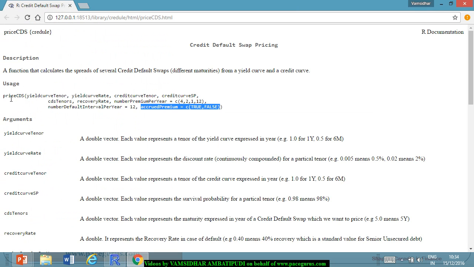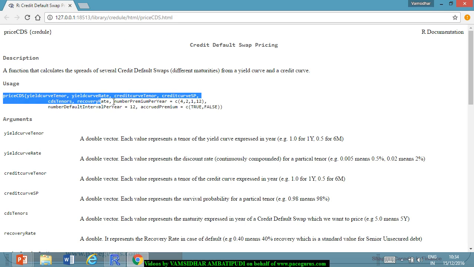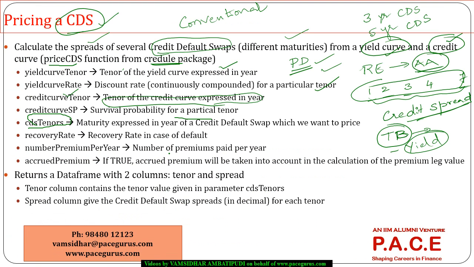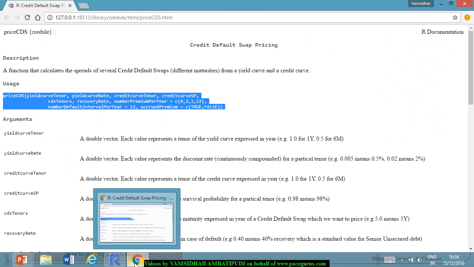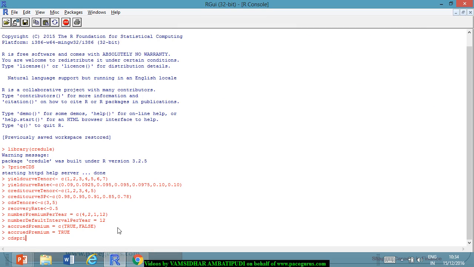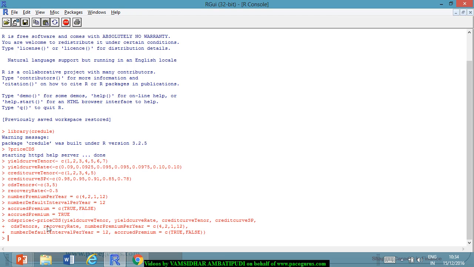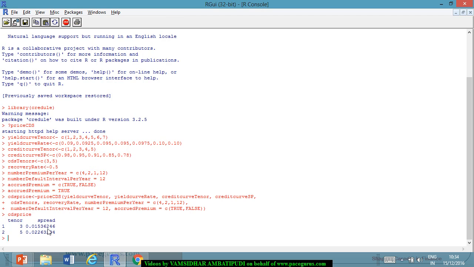Now based on this, let me use the price CDS function. We have discussed all these things. So let me use this price CDS function. We'll call it CDS price, and I am using this function altogether. The yield curve, tenure, all these inputs we have given, and that is what got assigned to CDS price. So let me see what the CDS price is showing.